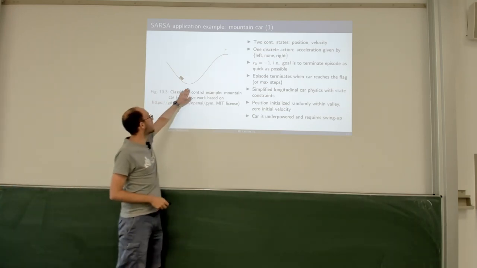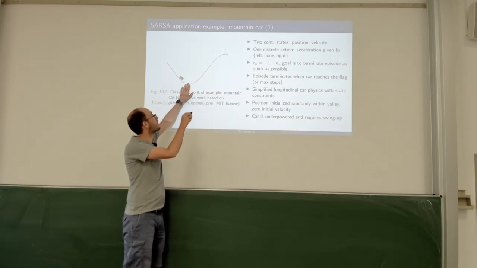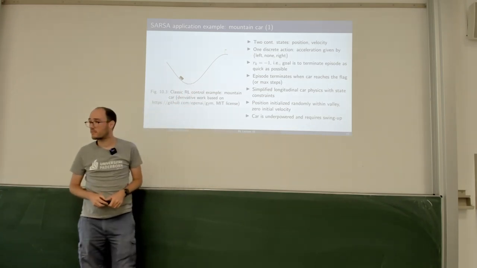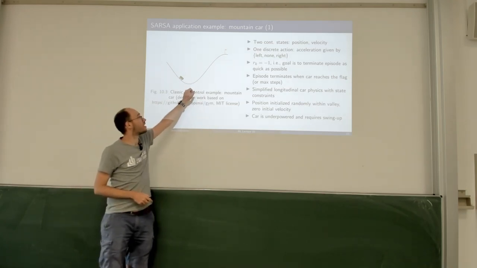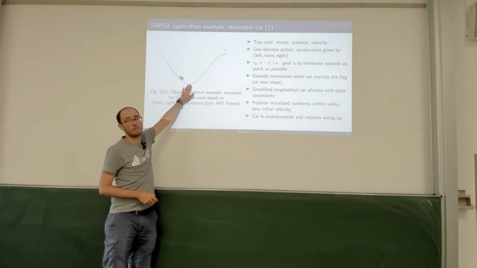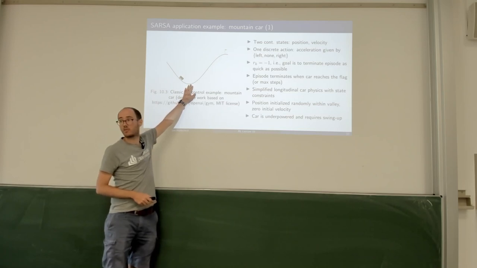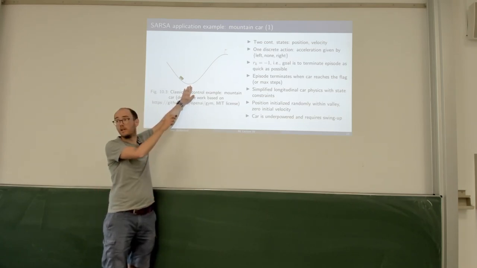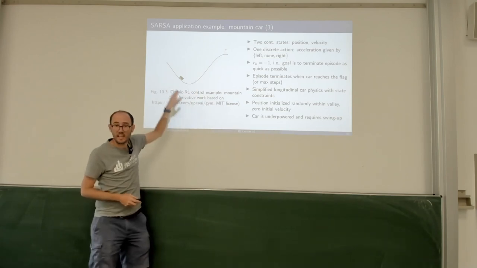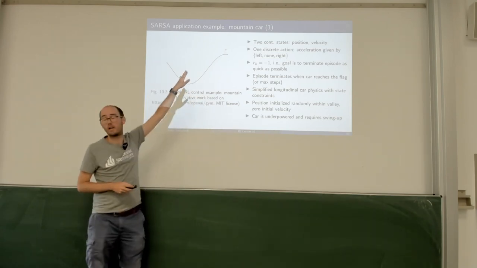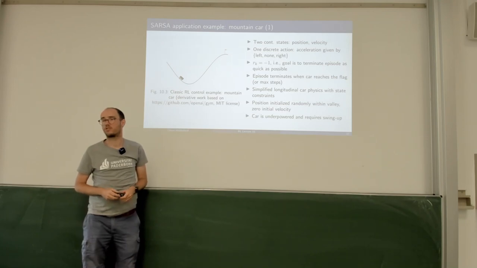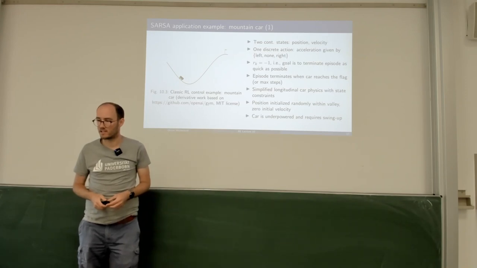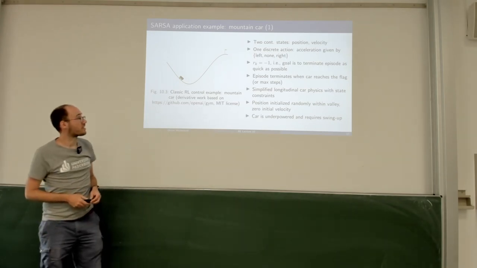So typically, the car is initialized here in this valley, and your task is to reach the top on the right-hand side. However, in this task, the car is underpowered. That means starting here in the valley at zero speed, the acceleration capabilities of this car are not sufficient to directly drive up the hill, but you basically need to swing up, gain momentum, and then you are eventually able to flee out of this valley. This is basically something like the inverted pendulum, for those who are familiar with this classical control example, without the stabilization phase.